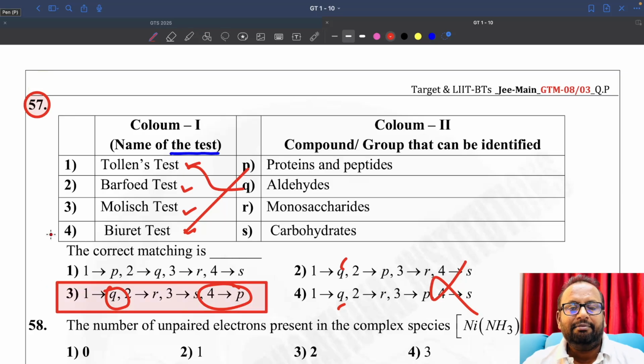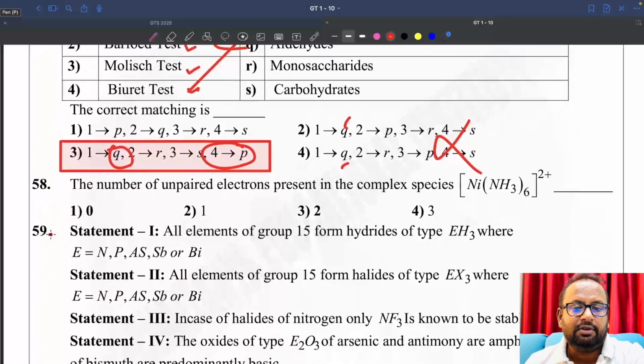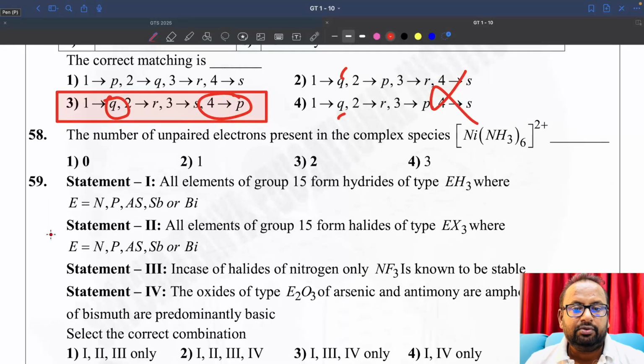So the mains is all about time saving. Simple question has to be solved right away. You don't have to look into other options. Mollis test and Beaufort test, you need not to look at this, but only these 2 will help you. Options are very easier one. That's why you can solve it easily. So we'll go to 58.